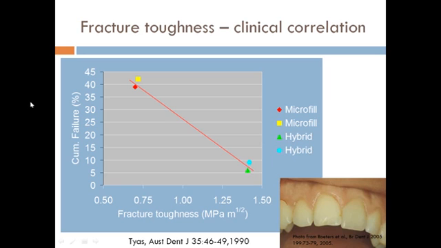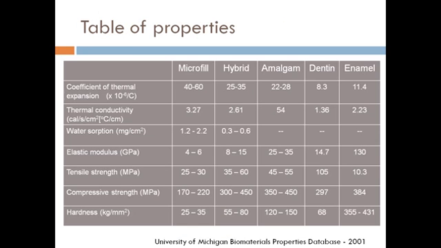The reason there aren't that many points is because clinical studies are really hard to do, and usually you have to have a very robust statistician working with you to be able to draw conclusions. But this is a clear trend that microfills produce more cumulative failure, and that has to do with how much fracture toughness they are able to produce.